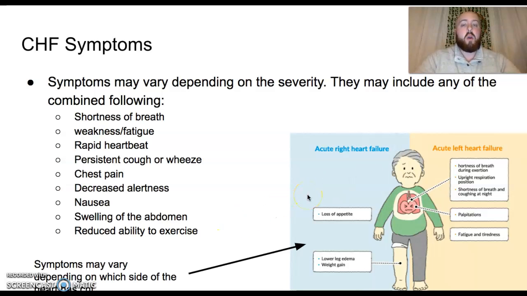Now, one thing about CHF is that according to whether it is left or right heart failure, you can have some differing symptoms. As we can see on the bottom diagram here, some symptoms associated with left heart failure include shortness of breath, as well as palpitations and fatigue, whereas right heart failure includes the loss of appetite and lower extremity edema.